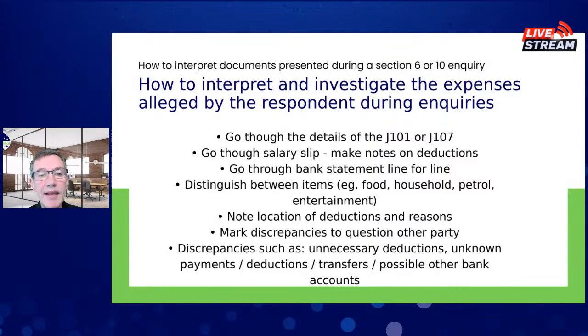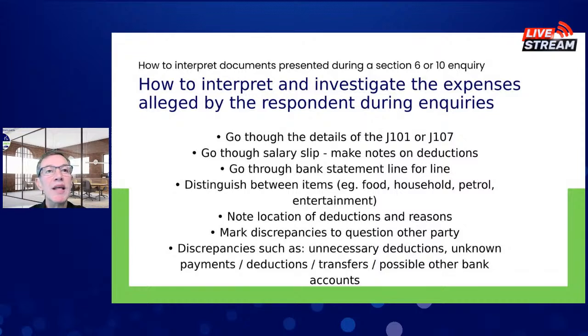Then next, go through the banking statement line by line and distinguish between items such as food, household, petrol, and entertainment. So it's not just a simple process. Take some time to go through that. Just do not accept what is in front of you as the gospel truth. Scrutinize that, go through that. Note the location of the deductions and the reasons therefore, because the respondent might be on a weekend away in order to bring his means down so that he pays as little maintenance as possible.